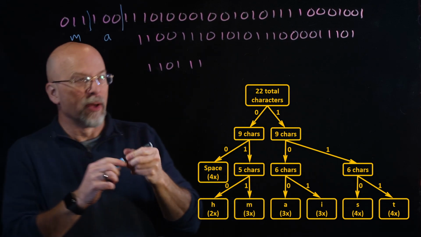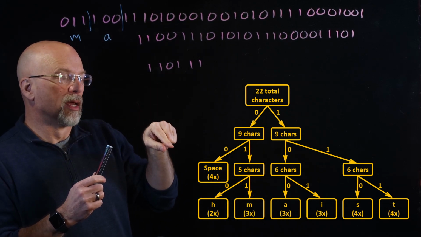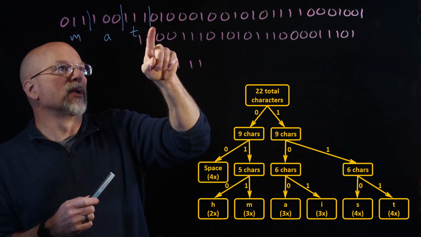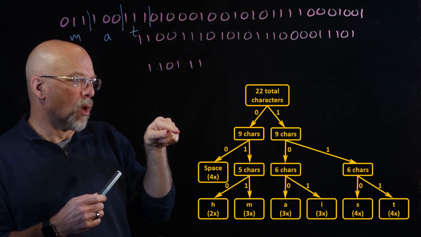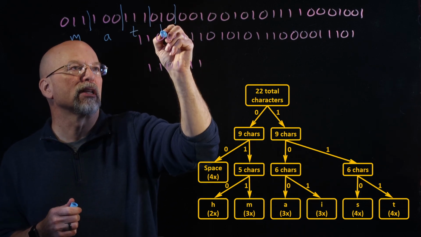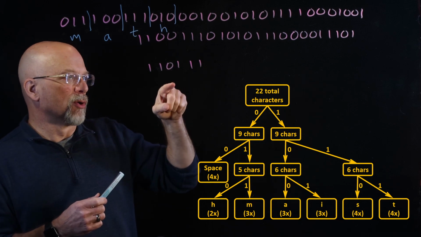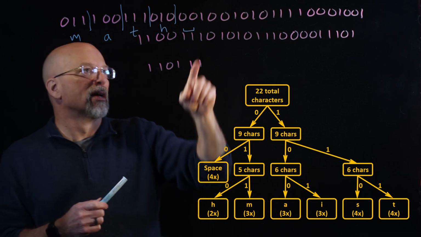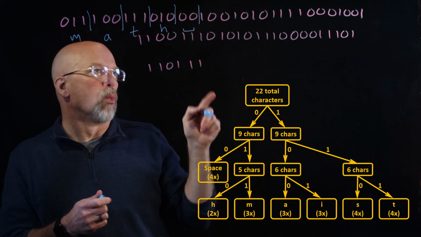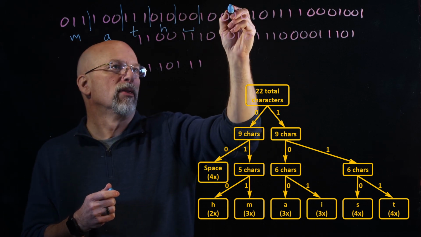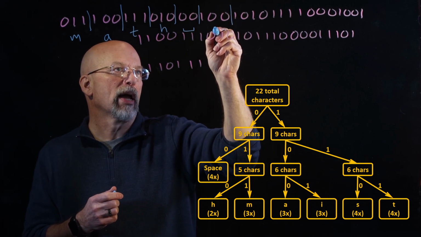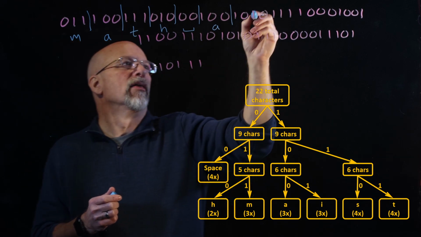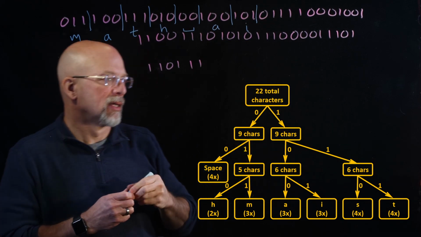All right. And then we go 1, 1, 1. That brings us to the leaf T. And then we go 0, 1, 0. That brings us to the leaf H. 0, 0, only 2 jumps. This is a space. And then we have 1, 0, 0. That brings us to an A. And then 1, 0, 1. That brings us to I.